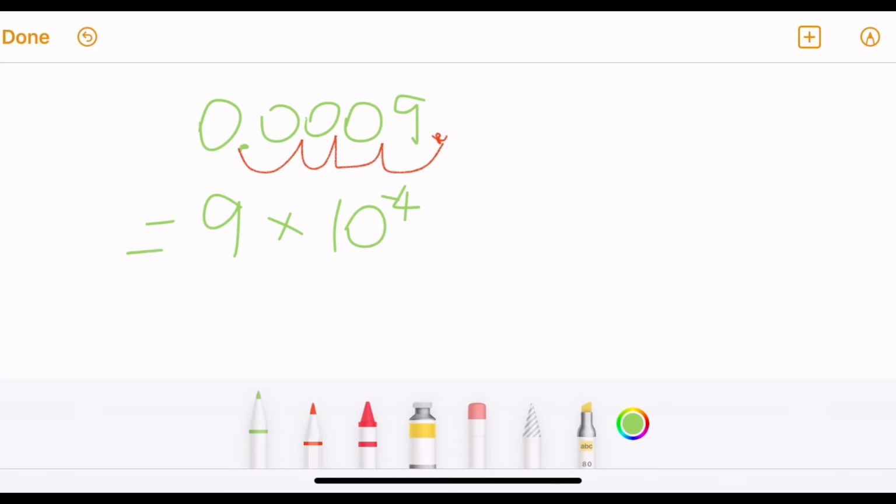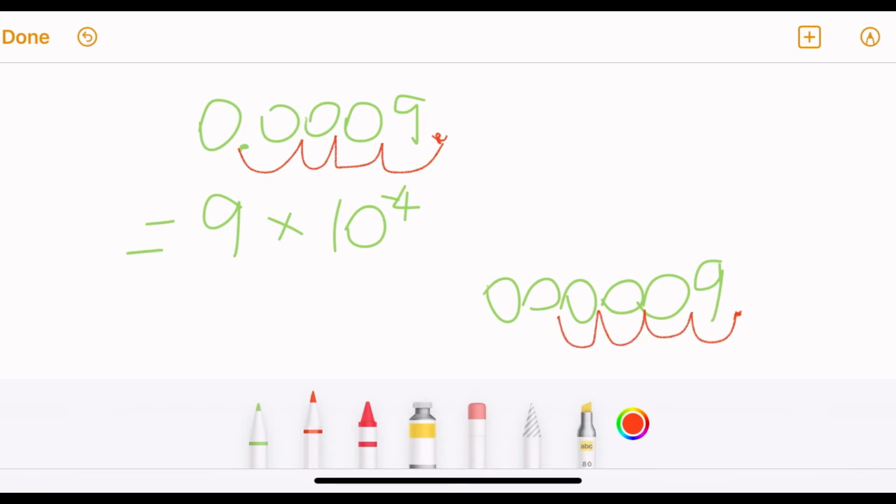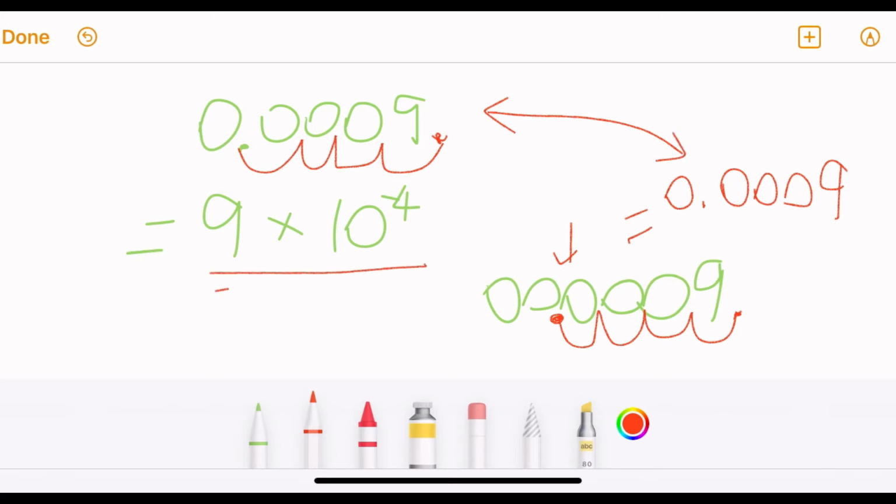And if we were to check this answer, if you are not sure whether it's correct, what we're going to do is to write a bunch of zeros in front of the 9, and we're going to shift decimal places. So originally, the decimal place for 9 is here, and then if we were to shift 4 places to the left, because it's negative, 1, 2, 3, 4, the new decimal place would be here. So if we were to write this number down, it's 0.0009. And you will notice that these two numbers equal. Therefore, our answer is correct.